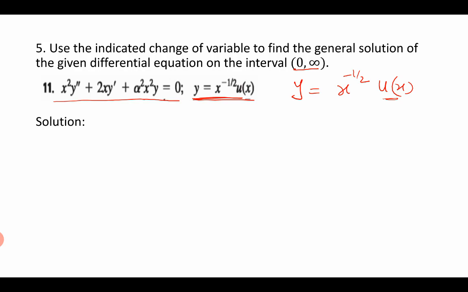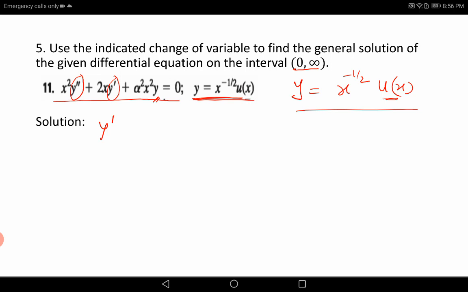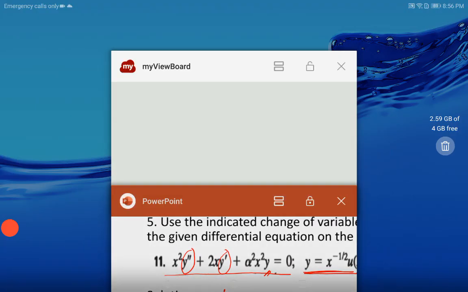So substitute. We want to substitute y here, we want y prime, we want y double prime. So to substitute here, this is y double prime, this is y prime, this is y. So we want to substitute y prime and y double prime. From this equation, find y prime. I will solve this problem on a separate sheet. Remember this term.